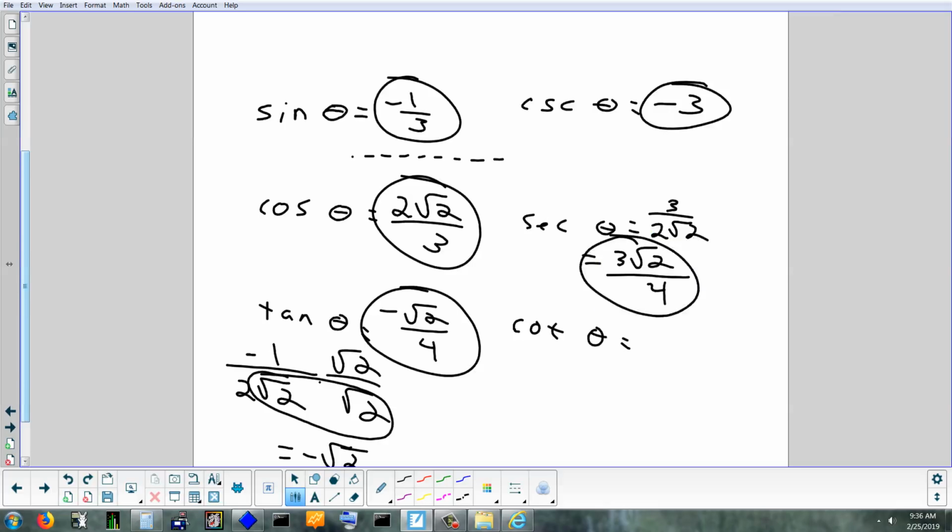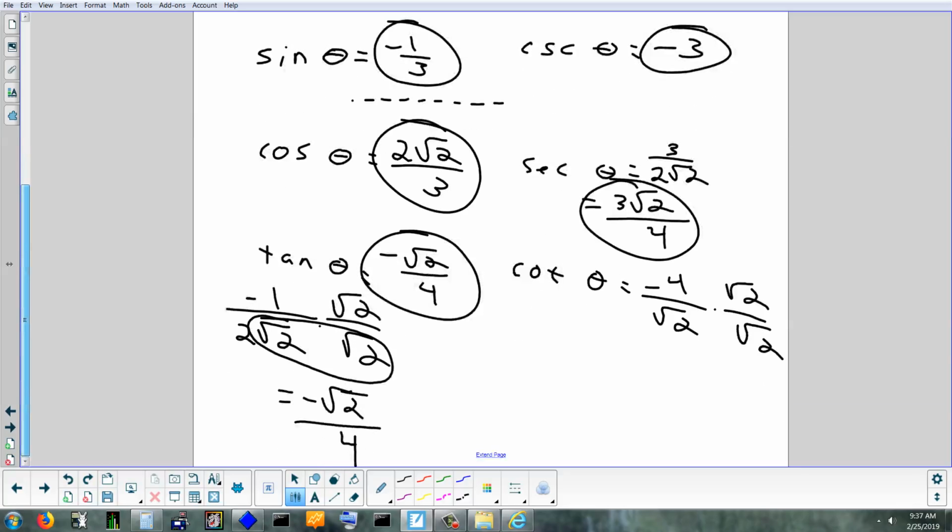So negative 4 over the square root of 2. And you're going to fix that exactly the same way we fixed them all. Multiply by the square root of 2. On the test, I'm not really going to look that you showed me that step there. As long as you get the final answer, you're good. So negative 4 square root of 2 over 2.